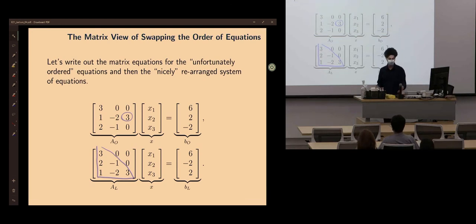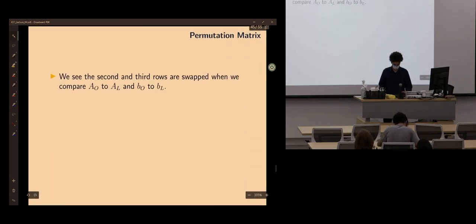Now the question is, of course, how can we convert A subscript O into A subscript L using matrix multiplication? Somehow manipulating these matrices, we can get one from the other. Same thing for the right-hand side. That should be equivalent of us seeing the equations and then swapping the rows manually, right? But that sounds very complicated for a computer the way we do it. We're just looking at it knowing that we should do that. And that's the topic of permutation.